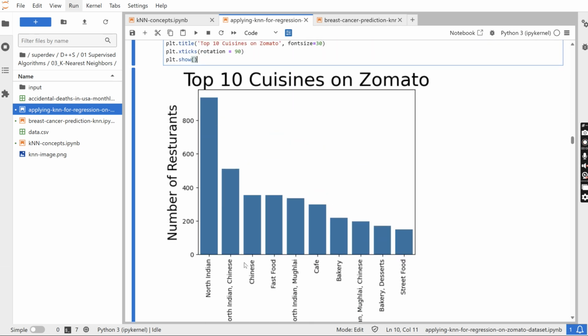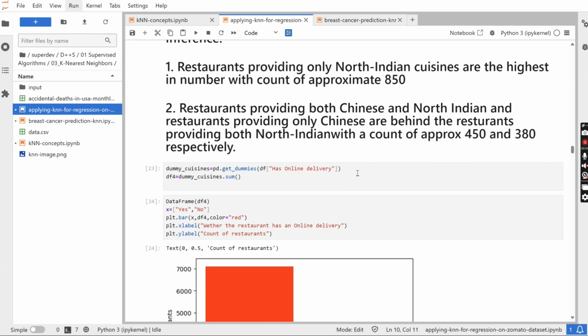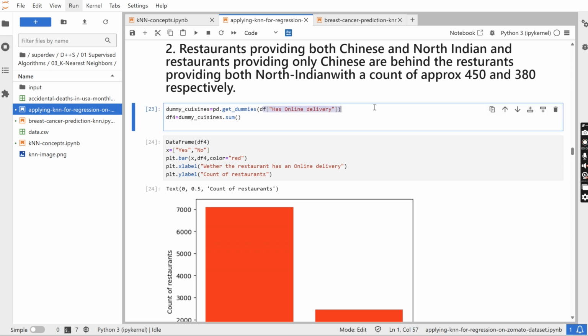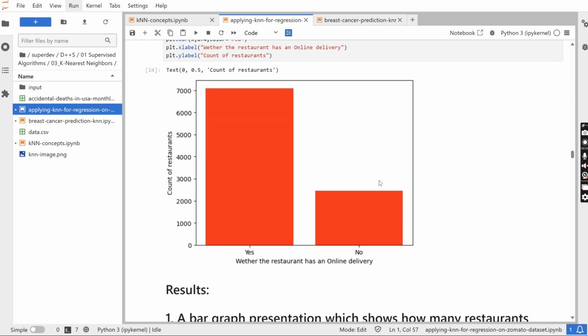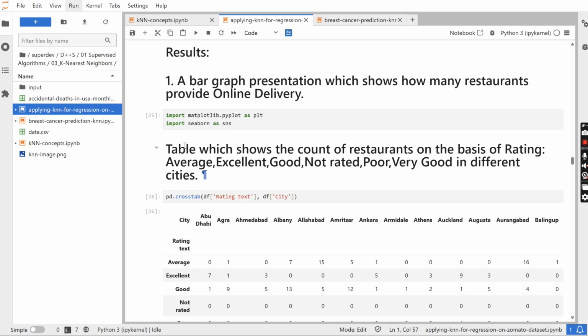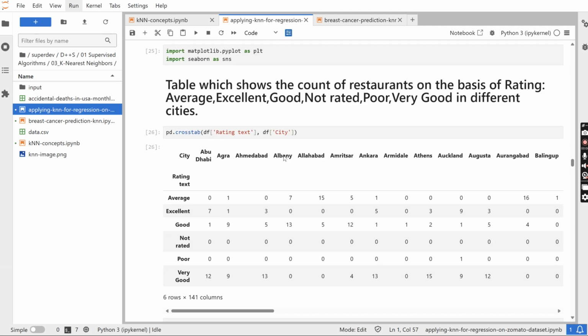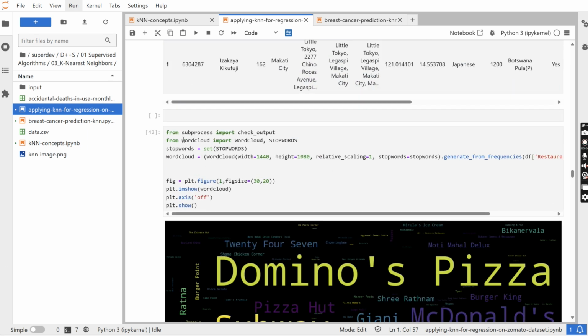So we are just analyzing the data. Top 10 types of foods are North Indian, Chinese, fast food, etc. So all of this you are analyzing. After that, you are also looking at how many of them have online delivery and some of them don't have online delivery, so that also you are analyzing. And finally, after you analyze all this information, you're going to start working on your model.